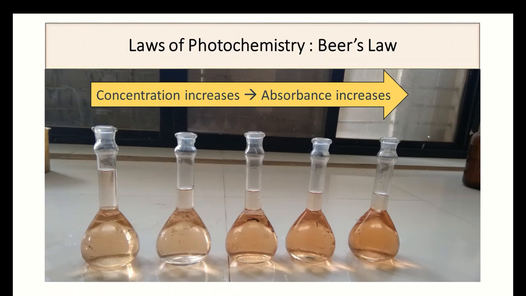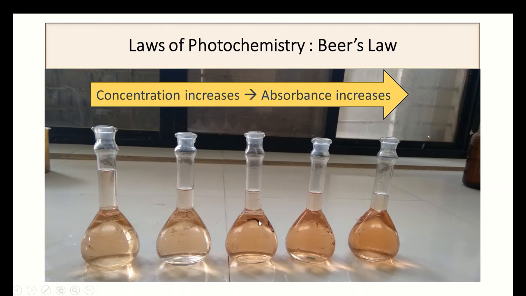Here we can see the series of solutions taken, where the concentration is increased from the first measuring flask to the second, third, fourth and fifth. So finally the measuring flask number 5 has more concentration. So as we see the concentration is increased, that is, the color of the solution is increased. Say for example, we have taken here a 0.02 molar concentration of a solution, increased to 0.04, 0.06, 0.08, and finally we have 0.1 molar concentration.